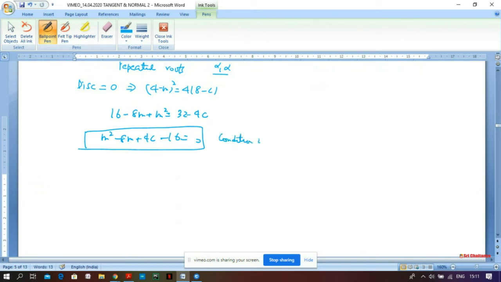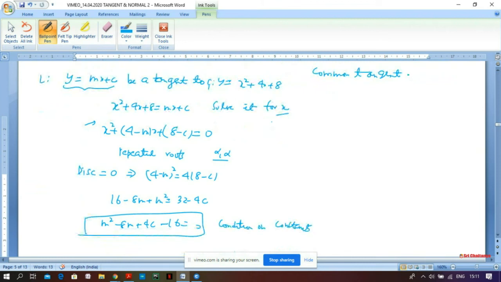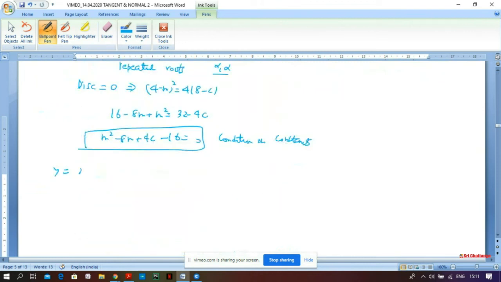condition on constants or parameters, such that this line L, y equal to mx plus c, is a tangent to the curve y equal to x squared plus 4x plus 8. Let's do the same thing, because it is a common tangent, it is also a tangent to the curve C2, that is the same type of curve, just coefficients are changed, x squared plus 8x plus 4.